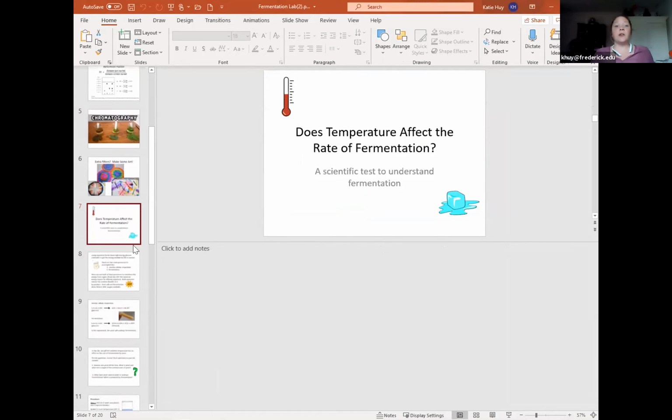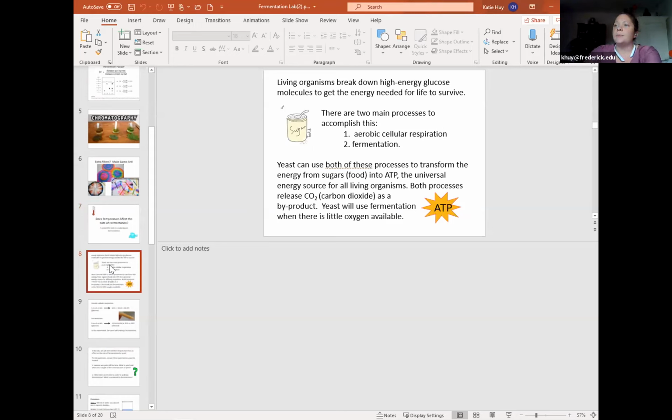All right, so we want to know, does temperature have an effect on the rate of fermentation? So remember, fermentation is the breakdown of glucose without oxygen. So is temperature going to affect the rate at which that glucose is being broken down? We're going to be looking at the input of sugar, what happens when we change the temperature, and what the output is going to be.